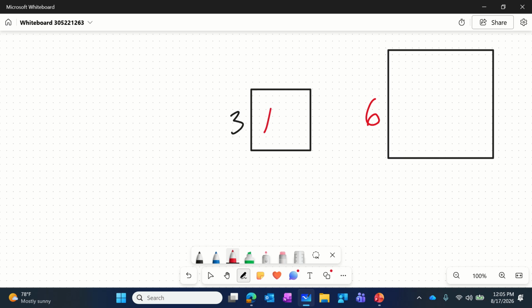Let's call this square A and square B. Talk to your groups. What's the relationship between square A and square B? Go. They're both squares, technically. But what's the relationship between the two? We're looking at the side lengths. What's the relationship? Mikey got it.